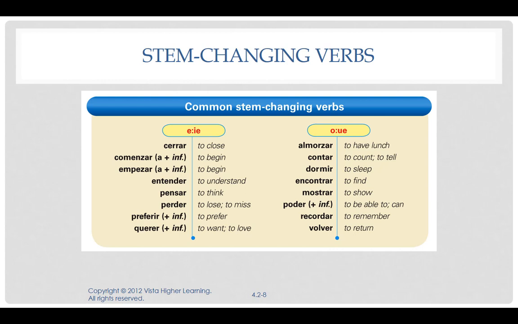Here are some common stem-changing verbs. The first list are verbs that have an E that change to IE. Note that the verbs entender and preferir have two vowels, right? The second E is the one that will have the stem change. The second list of verbs are those that will change O to UE.